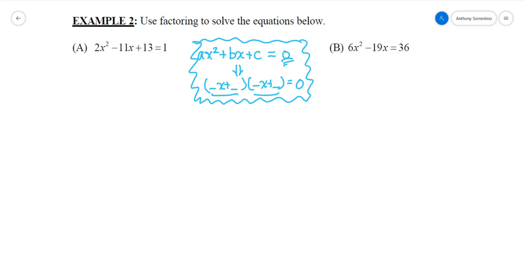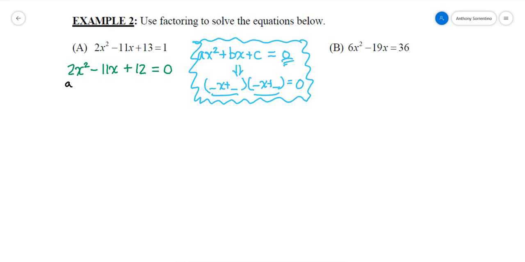So I'm going to set this equal to 0 by subtracting 1 from both sides. So I'm going to have 2x squared minus 11x plus 12 equaling 0.